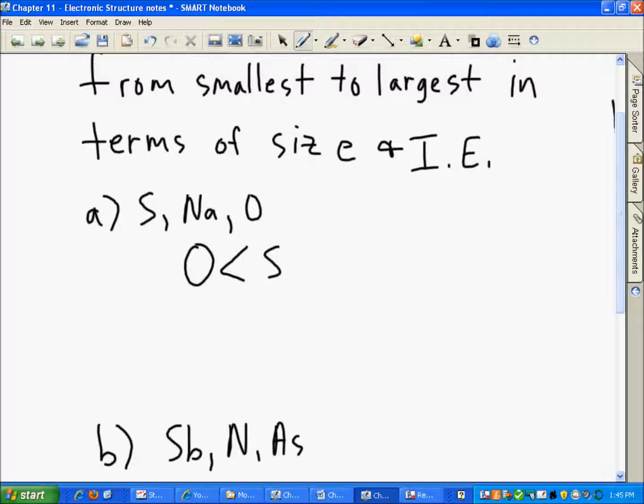Okay? Now compare sulfur and sodium. Which one's bigger? Sulfur. Actually, no, because as you go right, you get smaller. As you go left, you get bigger. Sulfur and sodium are in the same row, and sulfur is to the right of sodium, so sulfur is actually smaller than sodium.